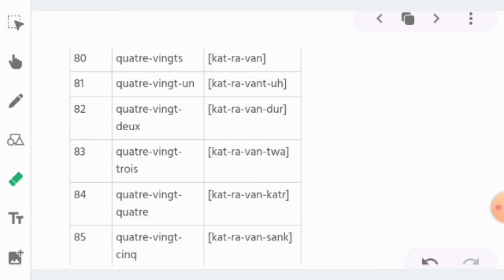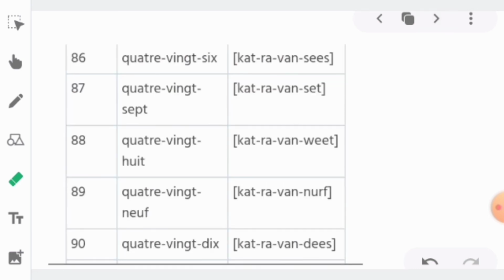QUATREVINGTTROIS. Now for 84 it will be 80 4, meaning QUATREVINGT for 80 and QUATRE for 4, so 80 4. Next for 85 it will be 80 5. Okay, now for 86 it will be 80 6, QUATREVINGTSIX, so 80 6.